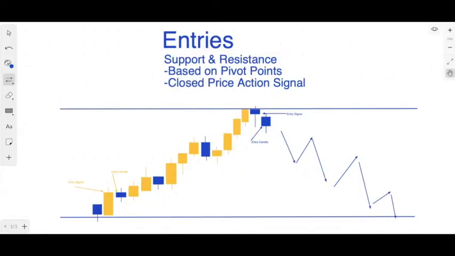All right, guys, so welcome to this training. In this training, we are going to be talking about entries specifically as it relates to support and resistance, not to be confused with supply and demand. So we look at support and resistance as pivot points where the market will eventually turn around and give us an opportunity to place our entries.